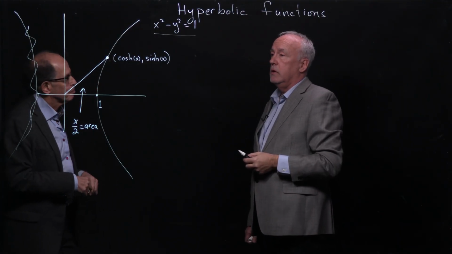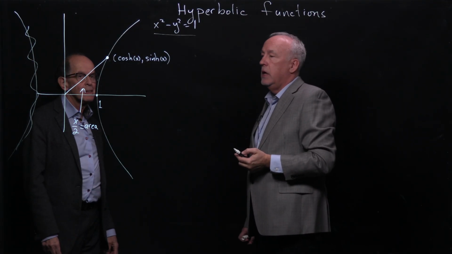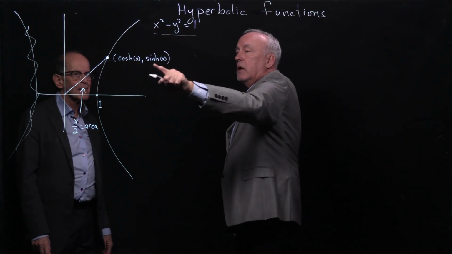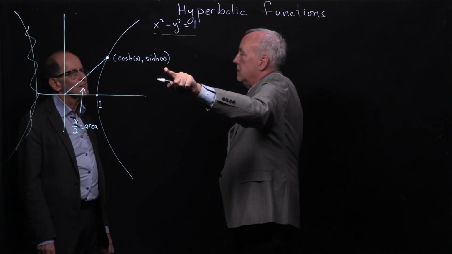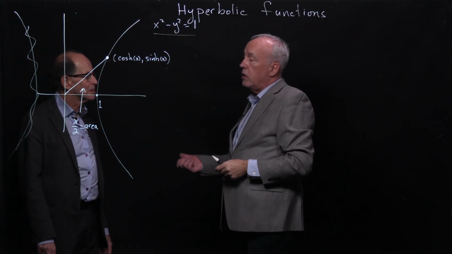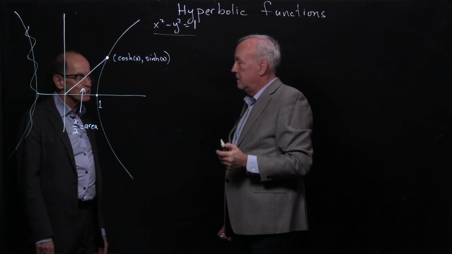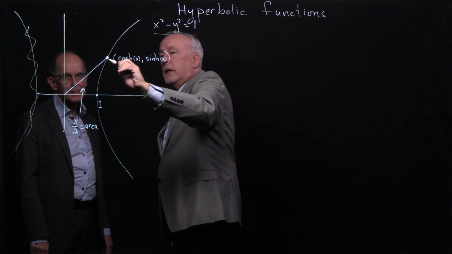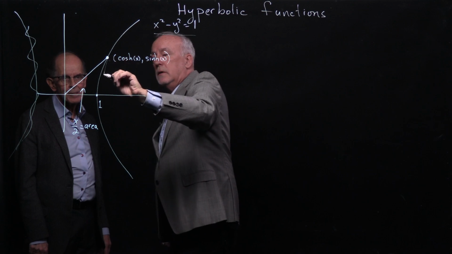Okay, so what we want to do, like we did for the circle, is see if we can figure out the derivative of hyperbolic sine. Let's go. Do you remember drawing triangles? I do. Let's do the triangles. So there are 2 triangles we can draw. There's a bigger triangle.